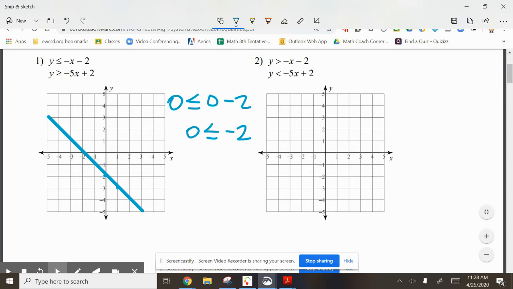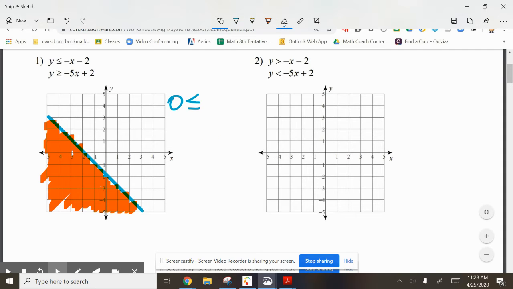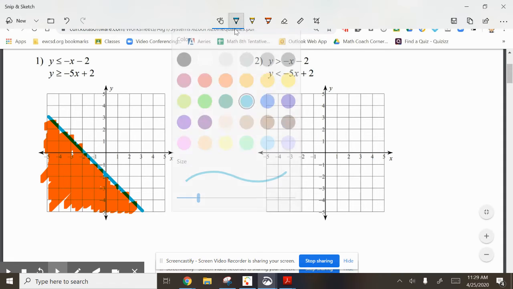All right, so we're going to be shading not on the origin. We're going to shade opposite the origin. So we're going to shade all over here. All right, this whole chunk would be shaded. Okay, now let me get rid of this and let's go ahead and do the next one. So I'm going to do the next one in a different color. I'm going to get creative here.